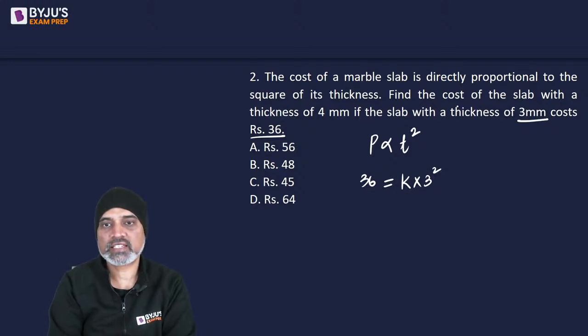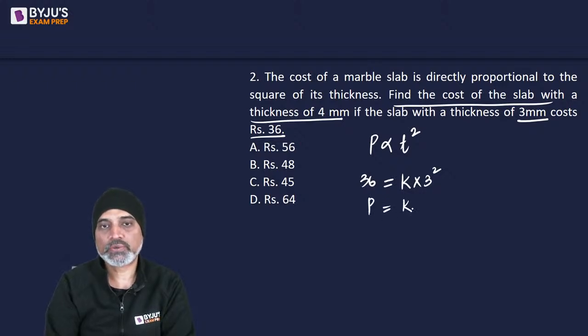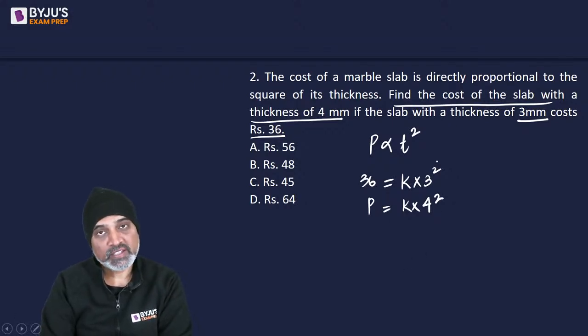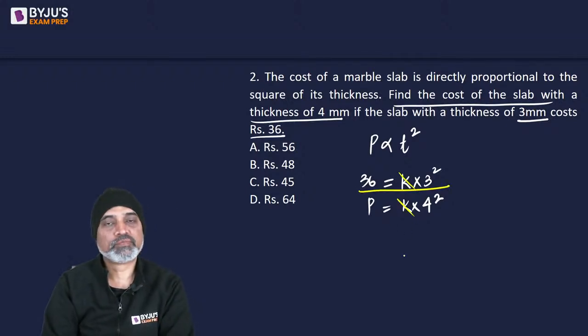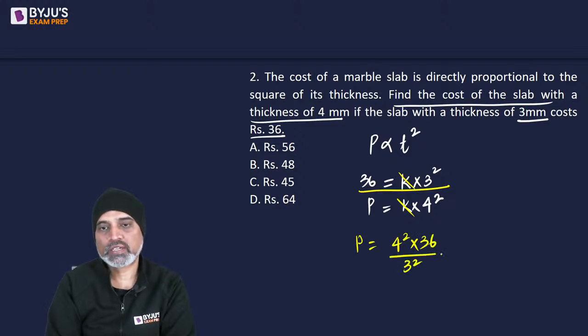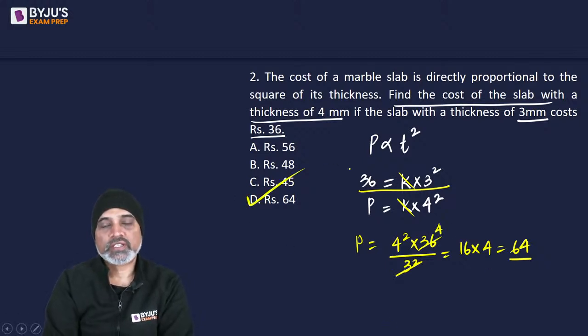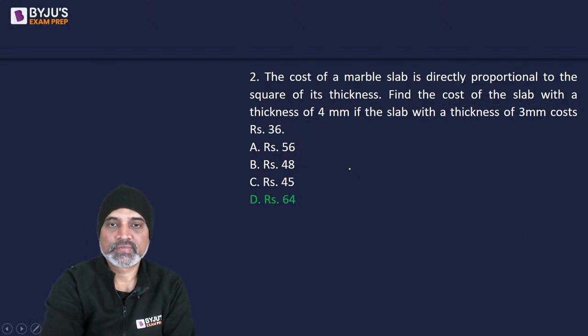Now the question is asking us to find the cost of the slab with a thickness of 4 mm. We don't know that price P, that is equal to K into 4 square. Now we need to find the value of P. The fastest way is by dividing these two equations, so that the common constant K gets cancelled out. So P is going to be 4 square into 36 upon 3 square, which is 16 into 4, which is 64. This is 9, right? 9 into 4 is 36. So your option D is the answer, right?